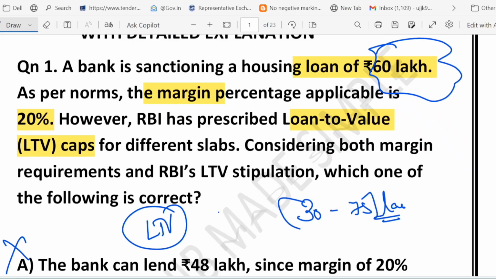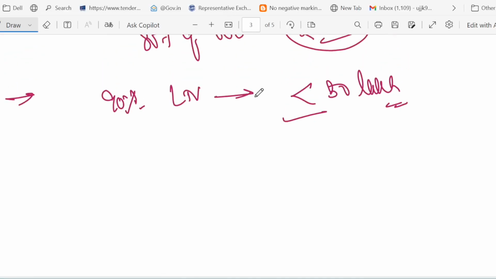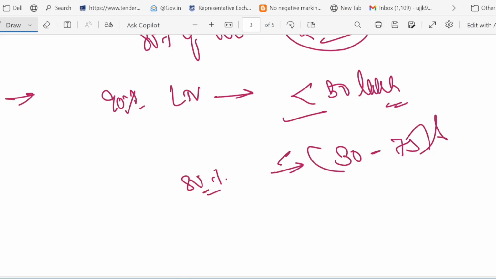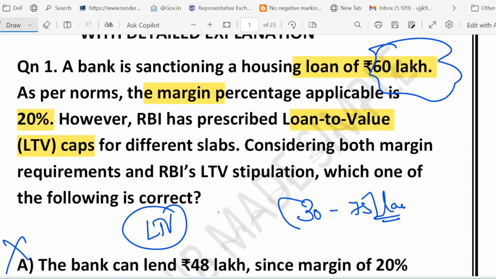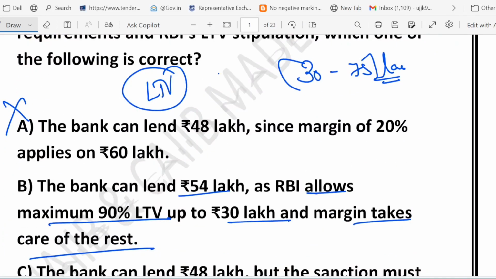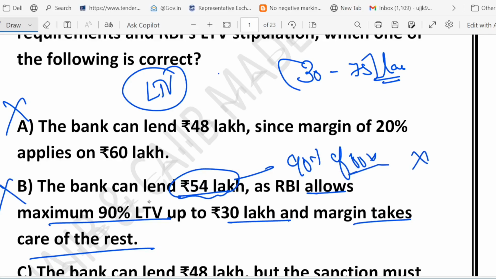And for this slab, what is the LTV? Remember, let me write it down. If it falls in the 30 to 75 lakh slab, our LTV is maximum 80%. This is the maximum that RBI permits. Now 54 lakh, how much is it? It is 90% of 60 lakh. So this is wrong, this is not allowed. That's why option B is also wrong.